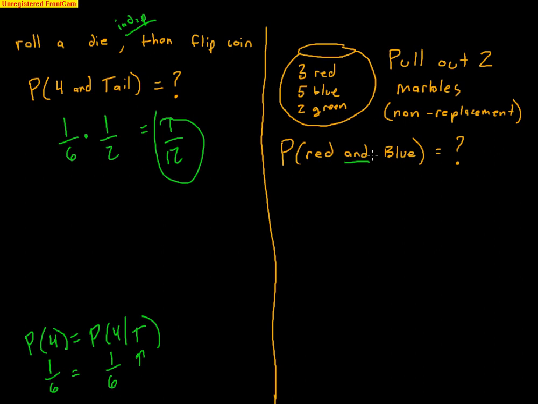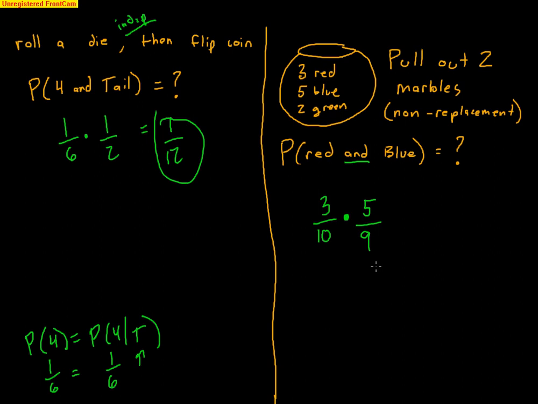So these two events, red and blue, first pull, second pull, are not independent because I'm keeping that first marble I pull out. This doesn't make probability hard. It just makes probability something you have to think about. So what's the probability I reach in and get a red marble? 3 out of 10 marbles are red. Okay, and then I want to get a blue marble. Well, there are 5 blue marbles in the jar, but only 9 total marbles.